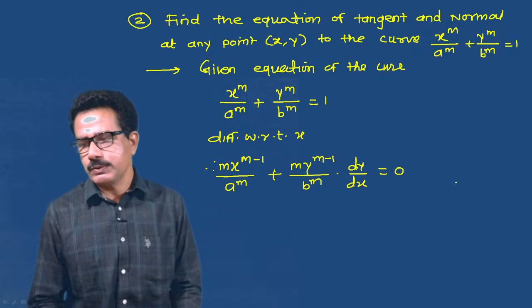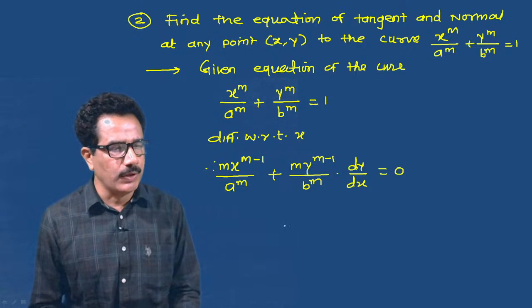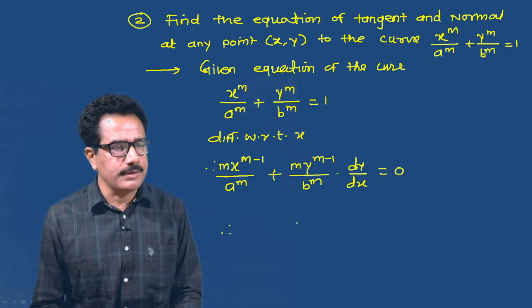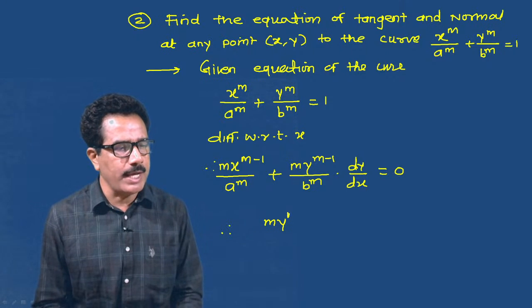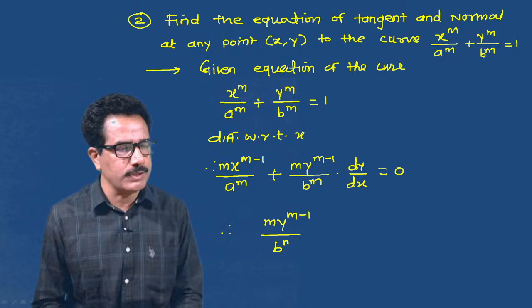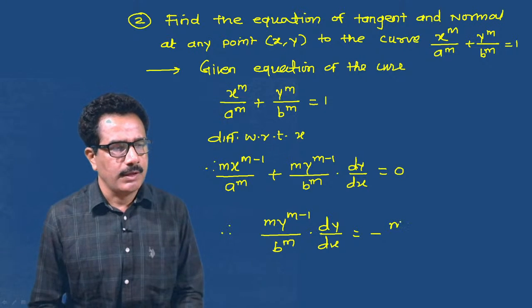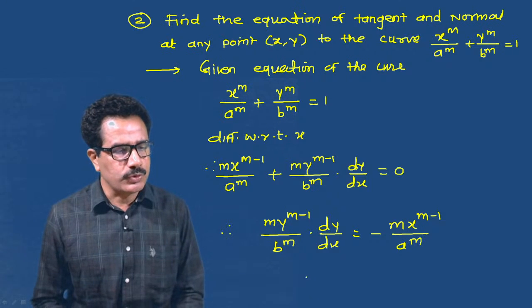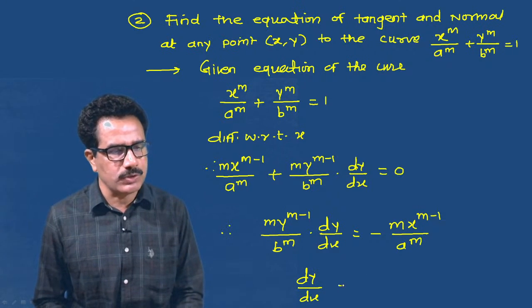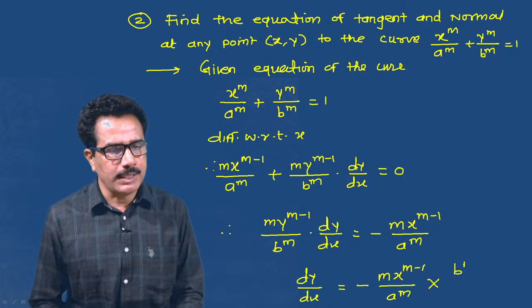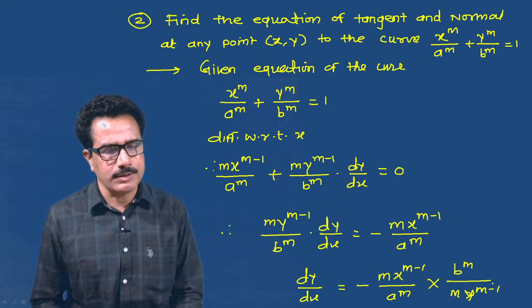1 चा डेरिवेटिव काय येतो रे स्टुडंट्स? That is 0. So we can write, see this, transfer this, m into y raised to m minus 1 divided by b raised to m into dy by dx, which is equals to m into x raised to m minus 1 divided by a raised to m. So we can write dy by dx equals to minus m into x raised to m minus 1 divided by a raised to m into b raised to m divided by m into y raised to m minus 1.